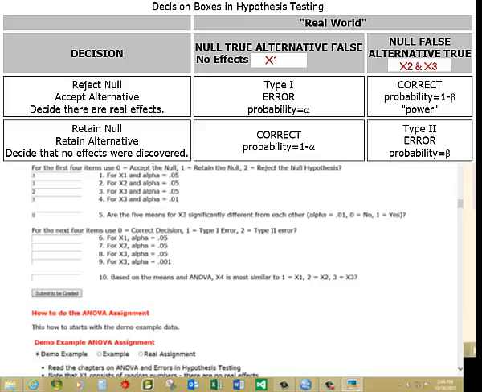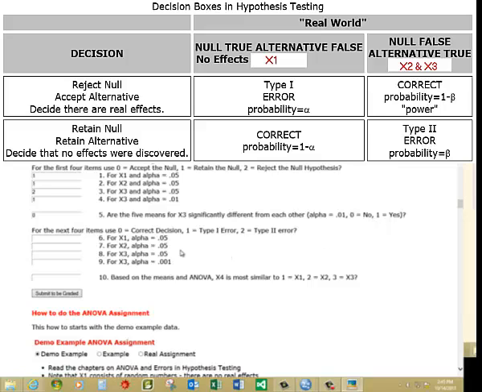We established earlier that in x1 the null was true and the alternative was false and there were no effects, and that for x2 and x3 the null was false and the alternative was true. That is, there were real effects, and we knew there were real effects because we added real effects. Thus, for x1, we could either make a type 1 error or a correct decision. For x2 and x3, we can either make a correct decision or a type 2 error.